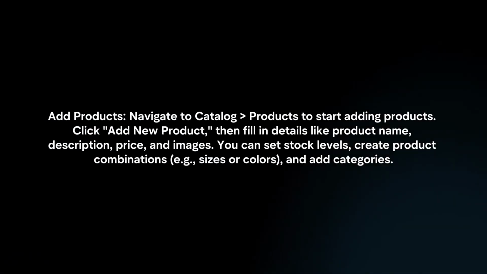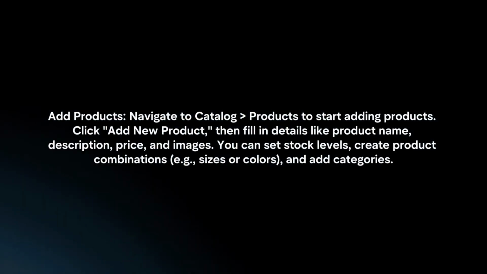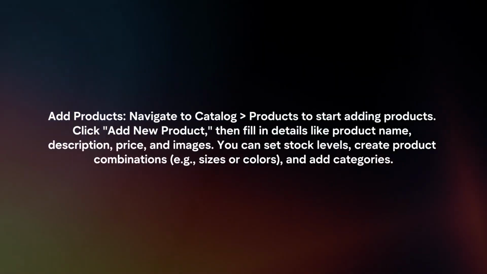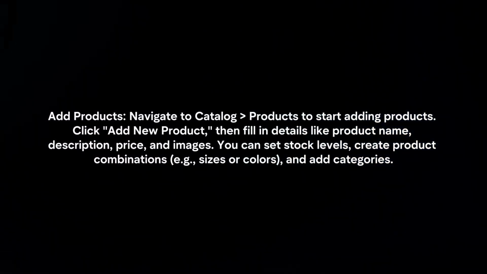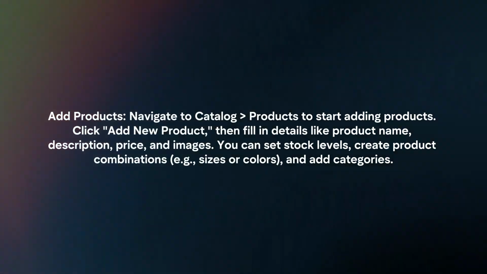Add products. Navigate to Catalog, Products to start adding products. Click Add New Product, then fill in details like product name, description, price, and images. You can set stock levels, create product combinations, and add categories.